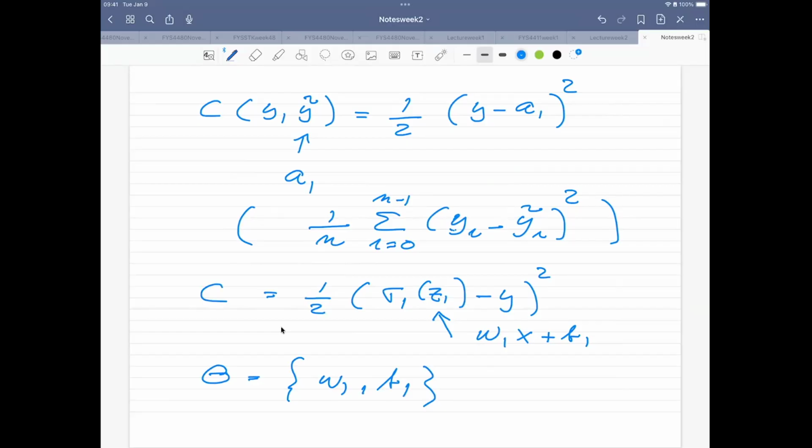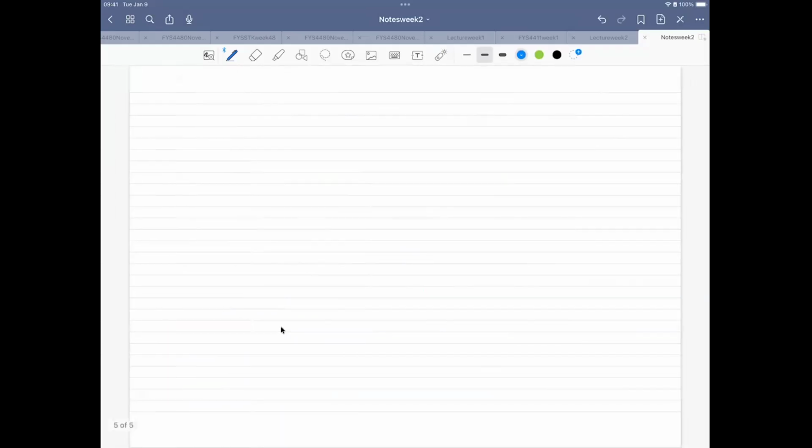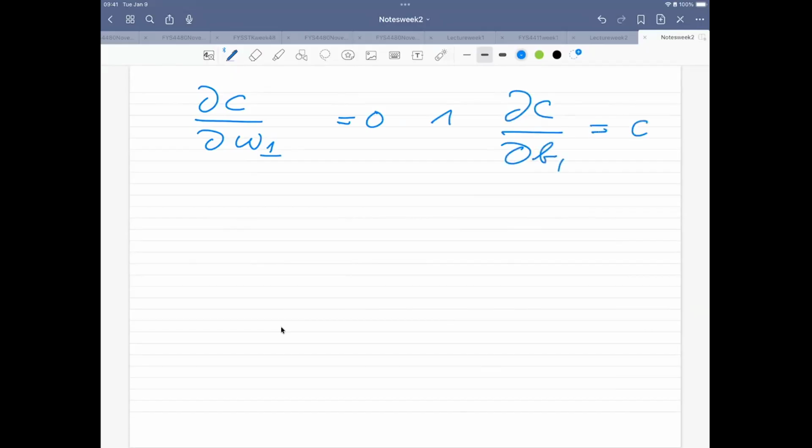So if we then look at the optimization problem which we are going to do, we are going to optimize dC with respect to W1, and we want to drive that one to zero. And we also want dC over dB1, and we want to drive that one to zero.